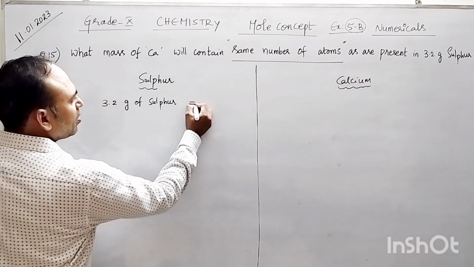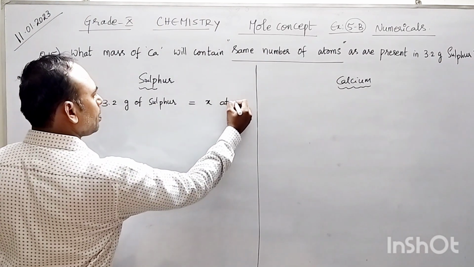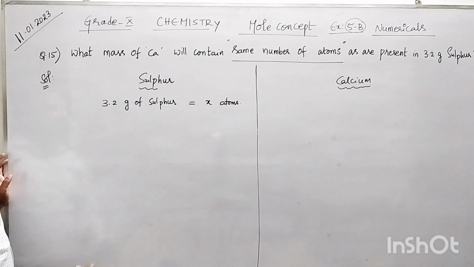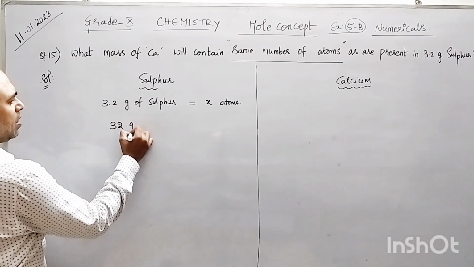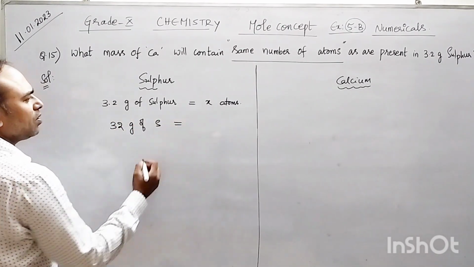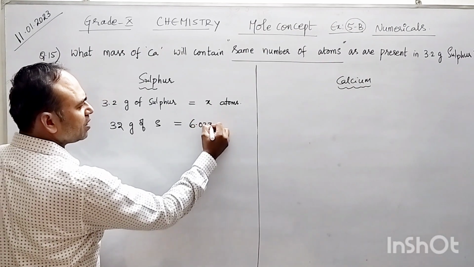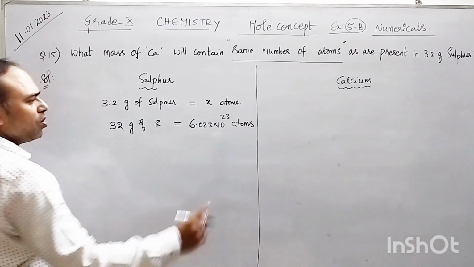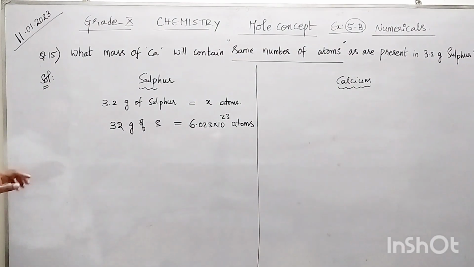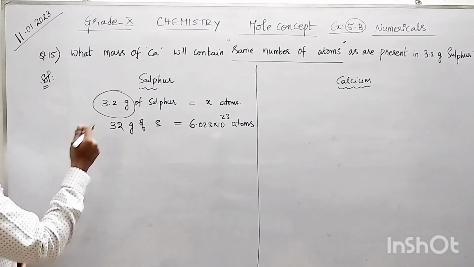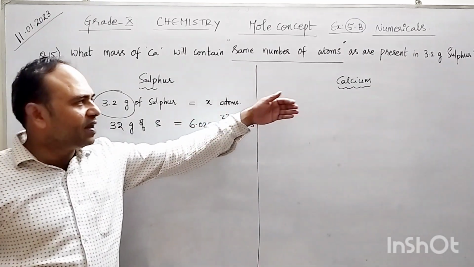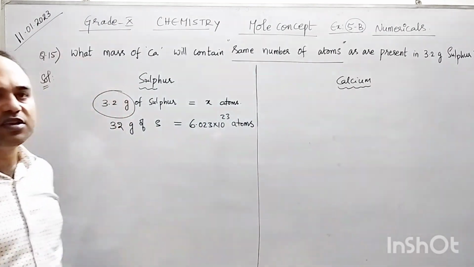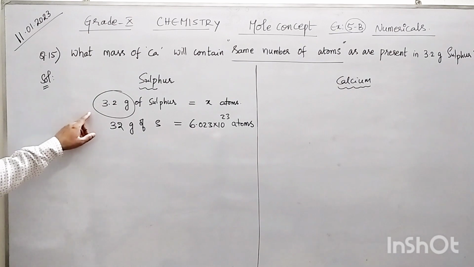So take number of atoms as X atoms, and we know that Avogadro number or gram molecular mass, 32 grams of sulfur will have 6.023 into 10 to the power of 23 atoms. First we have to see for this particular mass how many atoms will come, and for that same atoms what will be the mass of calcium. That is the question. So 3.2 grams is X.